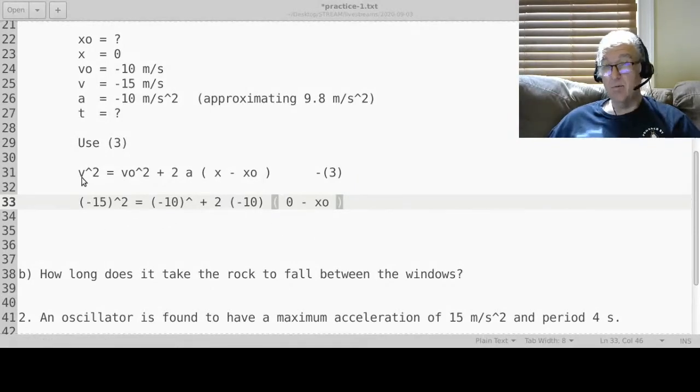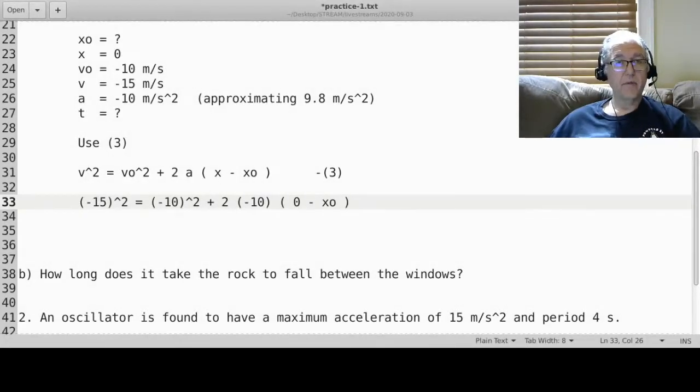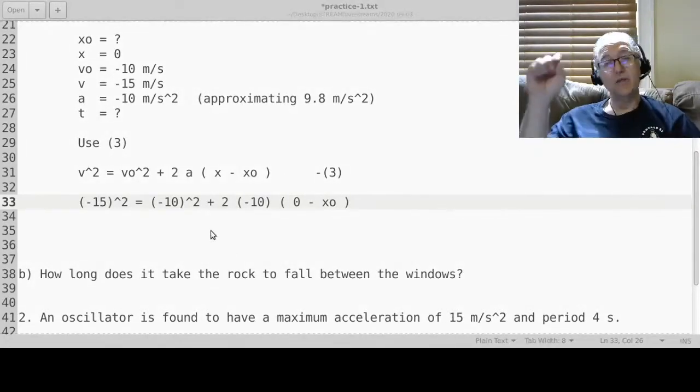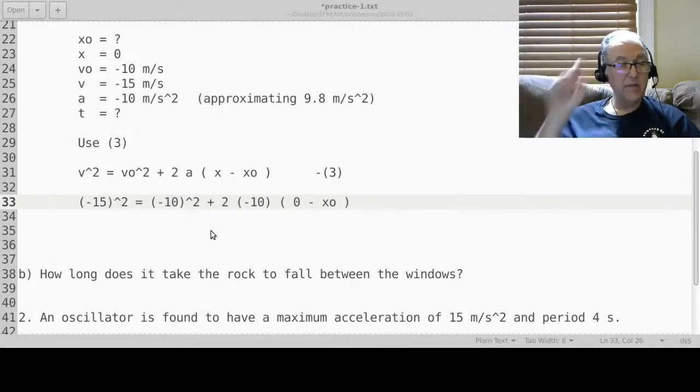Well, v, that was the final velocity. That was negative 15, so I put negative 15, but it's negative 15 squared. And then v naught, that was your initial velocity, so that's negative 10. Whoops, I'm missing a squared there. I can't do superscript or subscript, so that little caret there, I think it's pretty obvious. That caret means exponentiation. A lot of calculators do that.